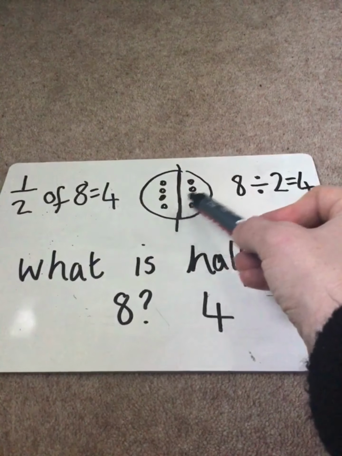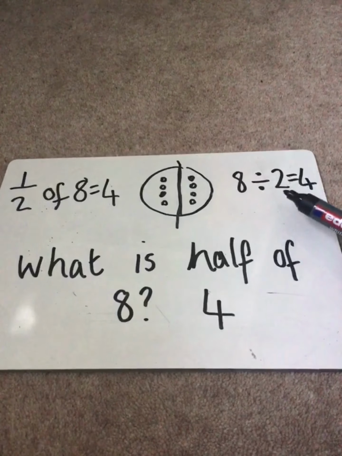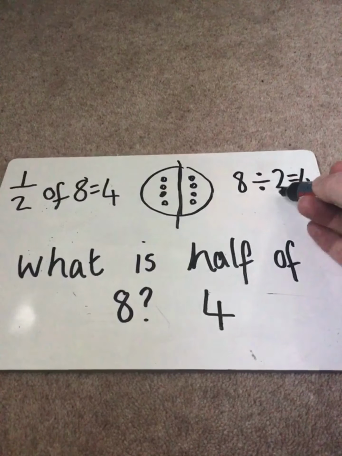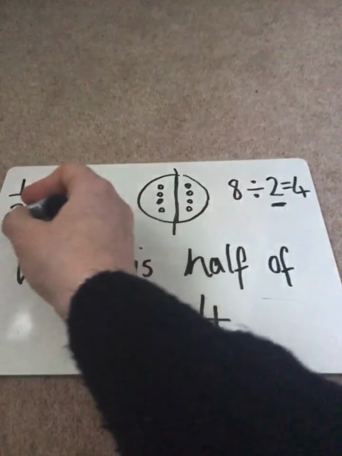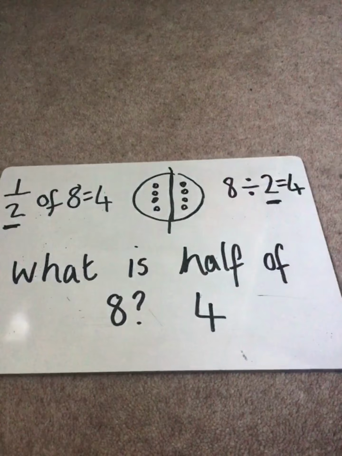We've split the 8 in 2 between 2 people. 8 divided by 2 is 4. Note the 2. Note the half. 1/2. We've split the plate in 2.